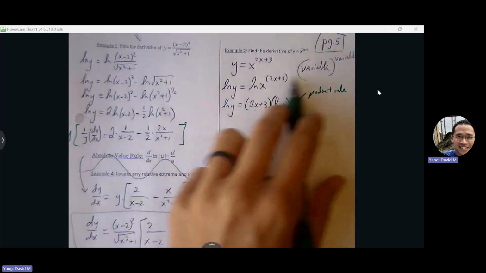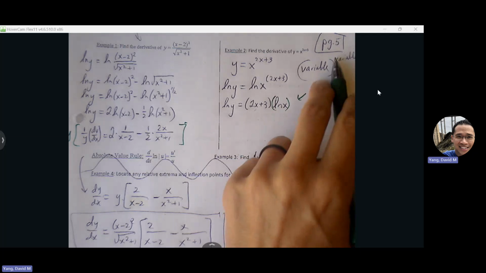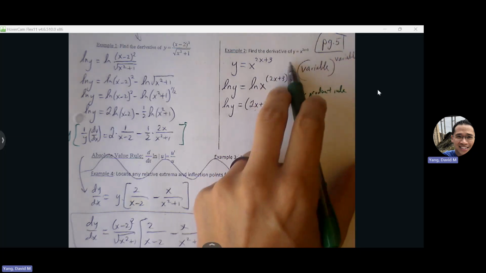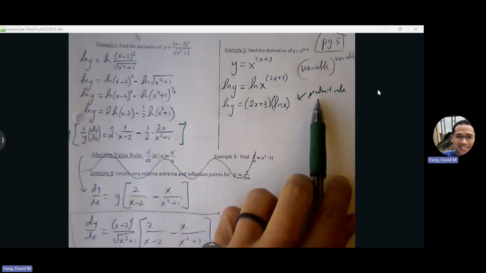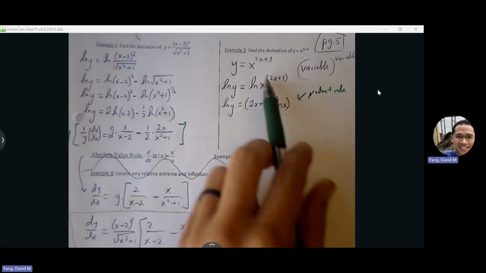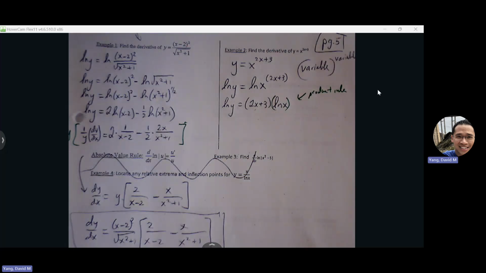Now, if you see a problem like this, a variable raised to a variable, we're always going to end up with product rule, because that variable is going to come down, so it's going to turn into a variable times a variable expression, and unless they can merge together, we have to go through the product rule. So you can expect product rule to show up for any problem in this form of a variable raised to a variable.